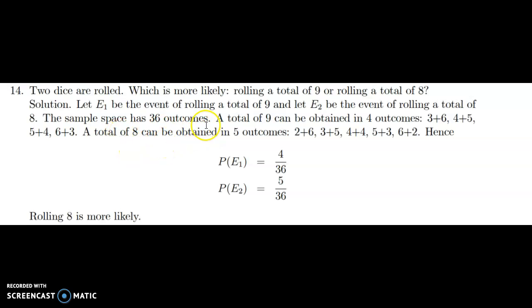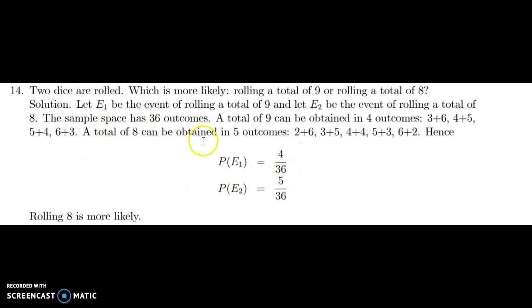How many outcomes in the event E1? These are 3 plus 6, 4 plus 5, 5 plus 4, 6 plus 3, sum 9. How many here? 1, 2, 3, 4. In the event E1 we have 4 outcomes. So the probability of E1 is 4 divided by 36.